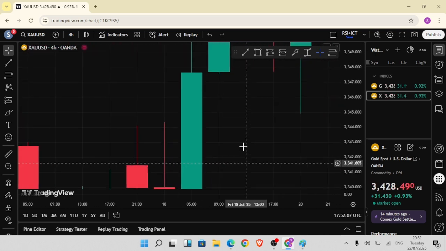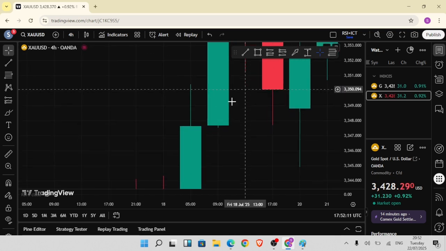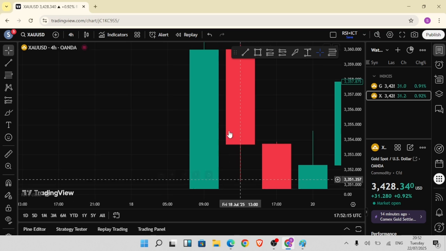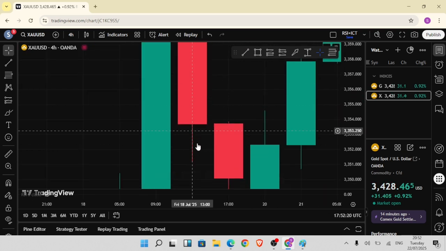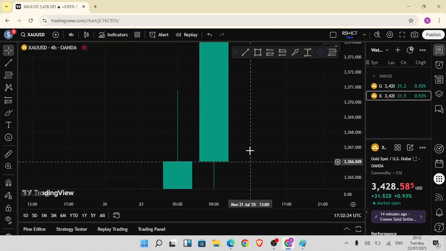Now you will see all these candles have wicks. Very few candles have no wicks. Like this one, it is a very tiny wick, but it is there. All these candles have bodies and wicks.